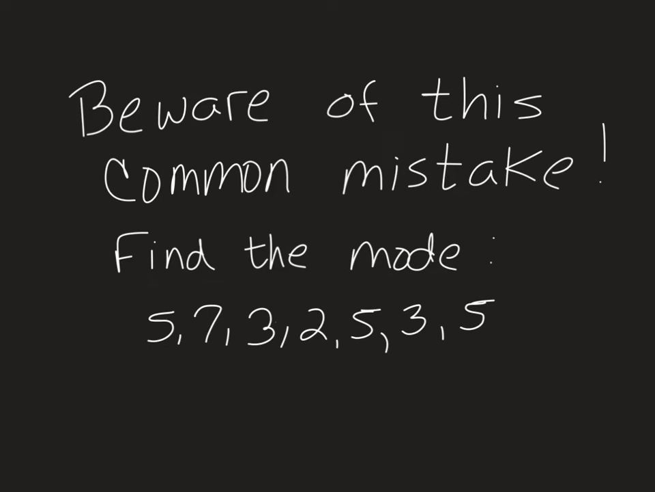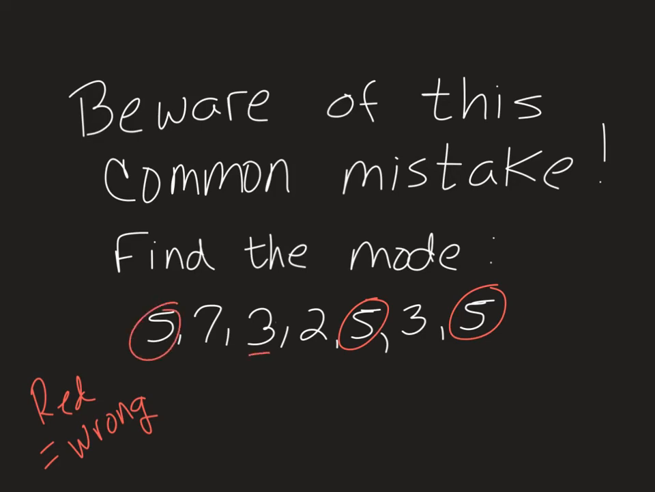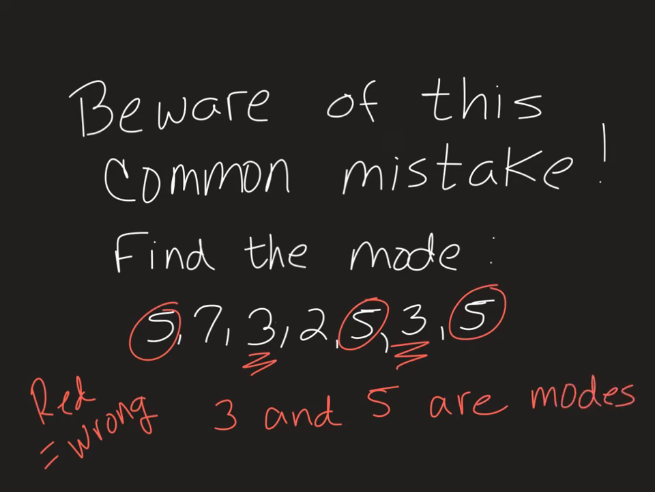On that note, I'd like to bring your attention to a common mistake that a lot of people make. I'm going to write this response in red. Okay, red, you're going to learn, means wrong. So here's something that people have a tendency to do. They say, oh, well, I have 3 5s, but then I also have 2 3s. So 3 and 5 are modes. Okay, so in this case, that is not correct.